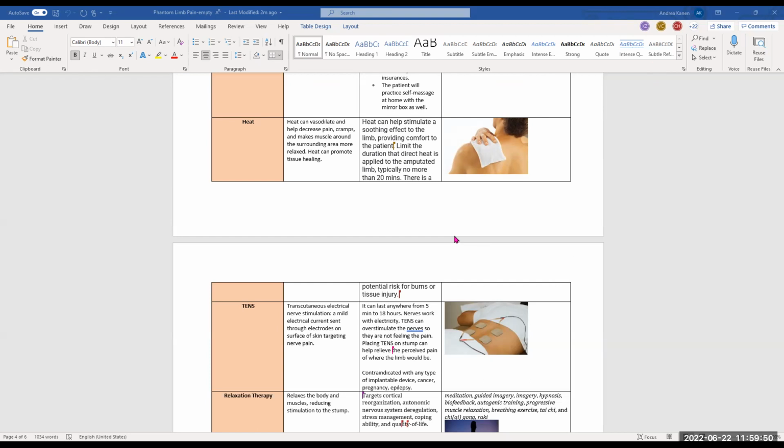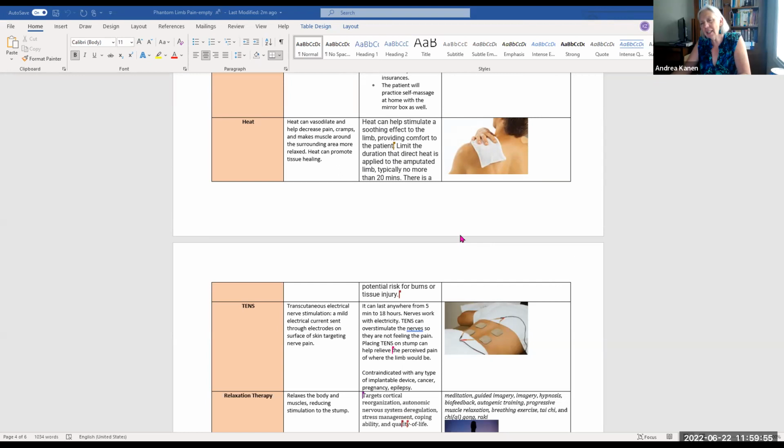Were there any contraindications to putting heat on that stump? Did you see anything about that? Just to not leave it on for a long period of time, but nothing really specific. It didn't seem that there was a lot of information on it being very effective in any other way besides soothing. So I don't know if it really does more than just be a mental thing for the patient. Okay, but no, I didn't see any contraindication towards that. Okay. Next.